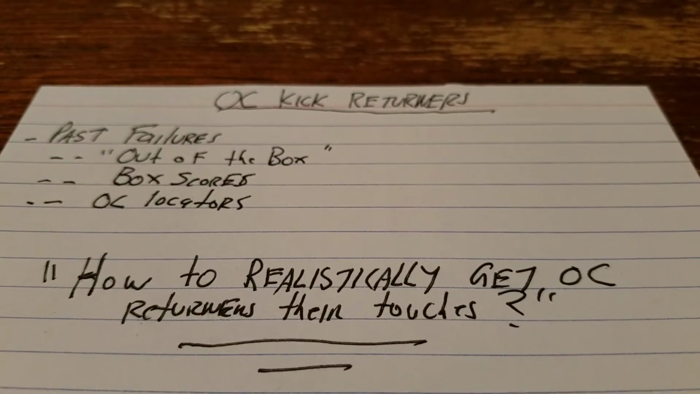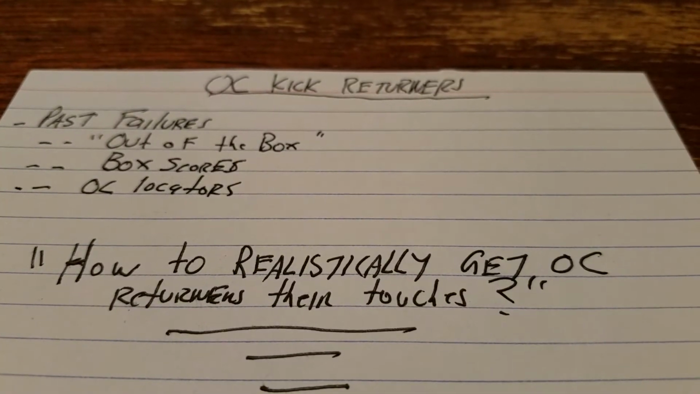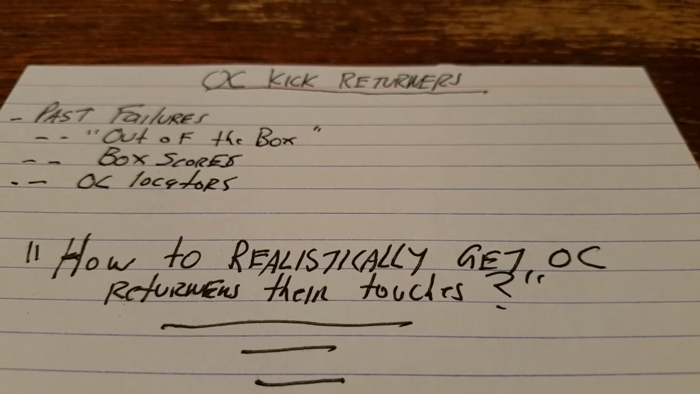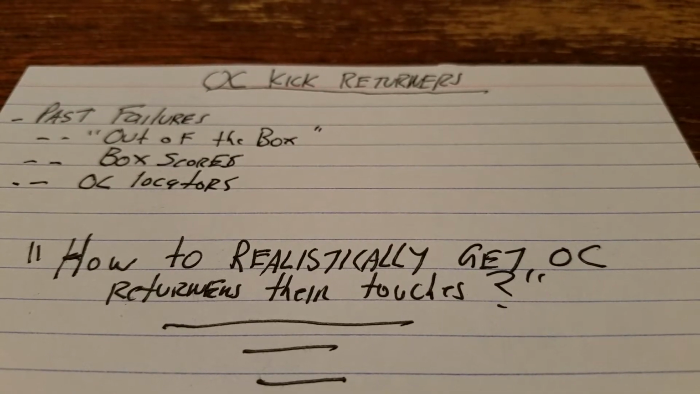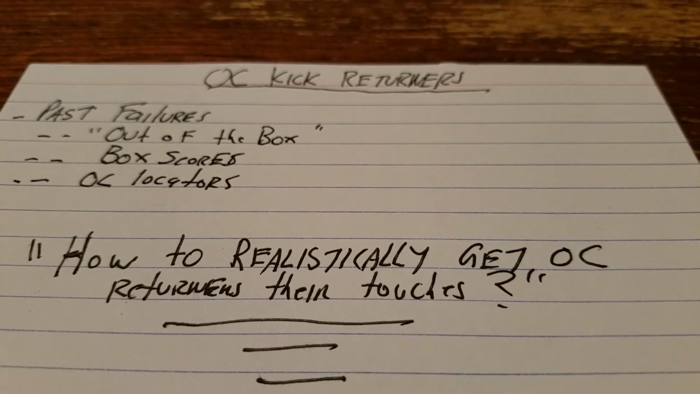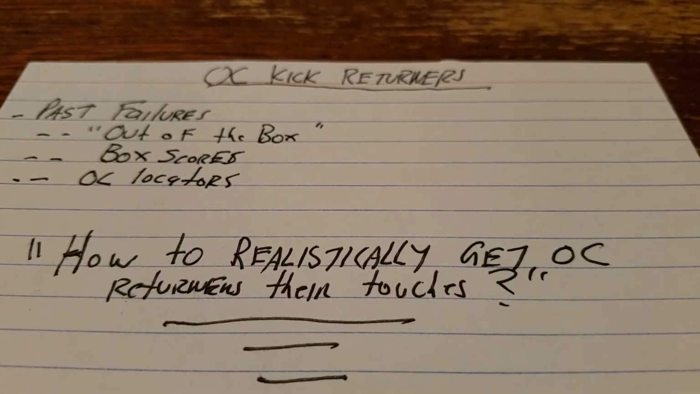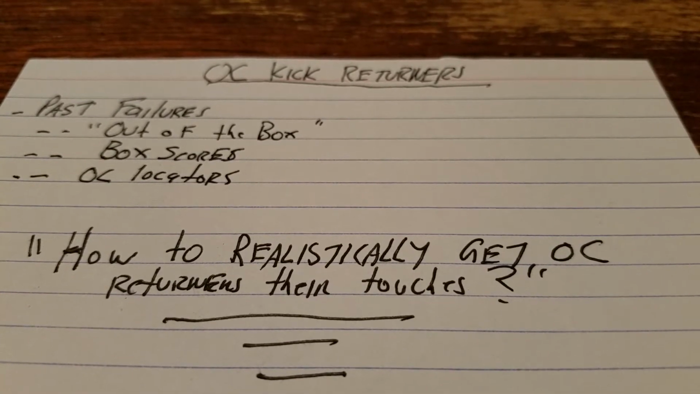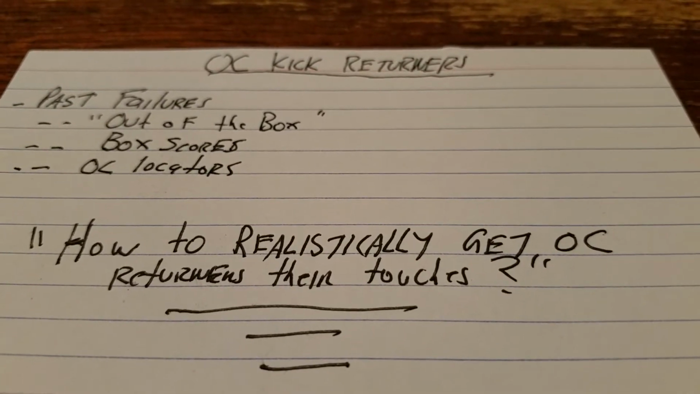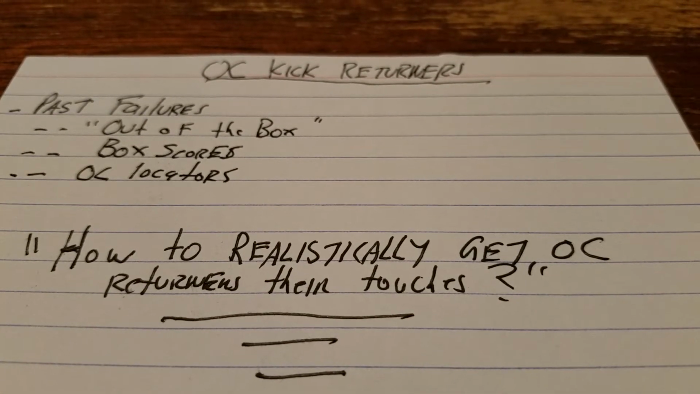The purpose of this video is to discuss OC kick returners. More specifically, how to realistically get OC returners their touches, and to do it in a realistic manner. For years, this subject has given me problems, and now I want to share with you my current method, because I think I've finally broken the code. And of course, this is geared to full season replays.